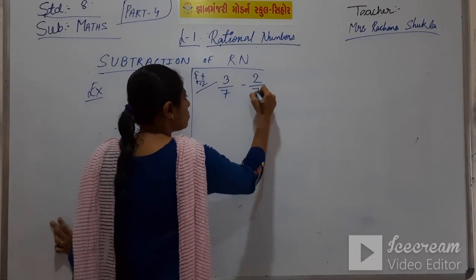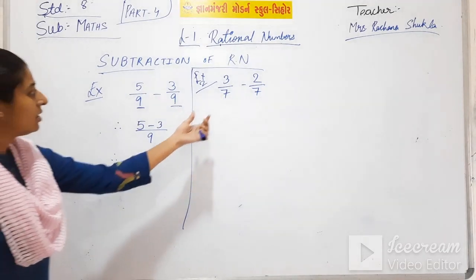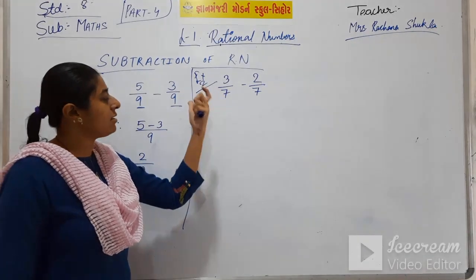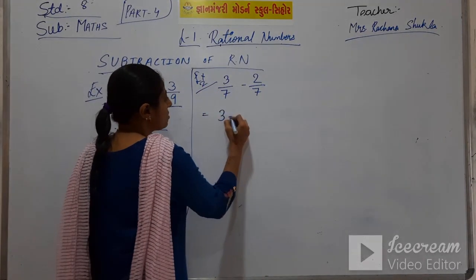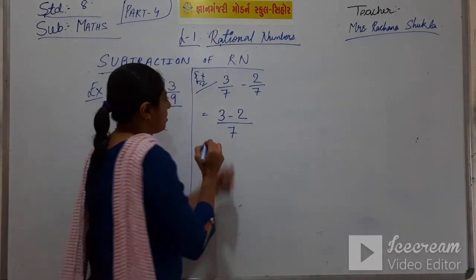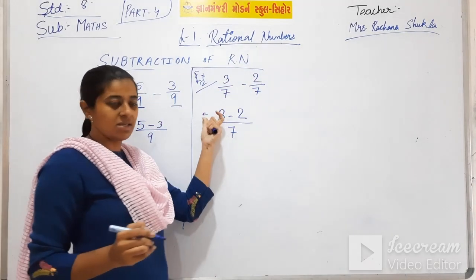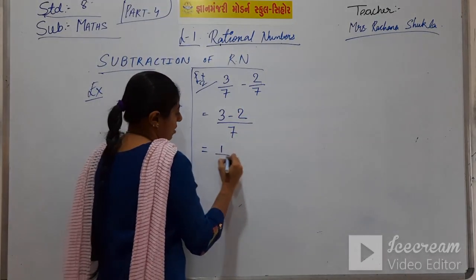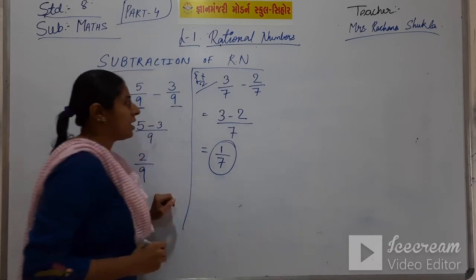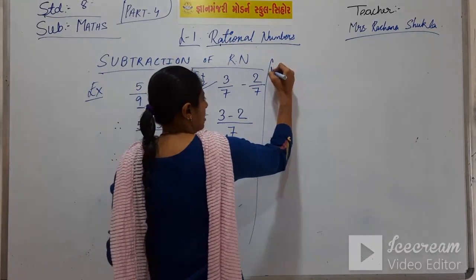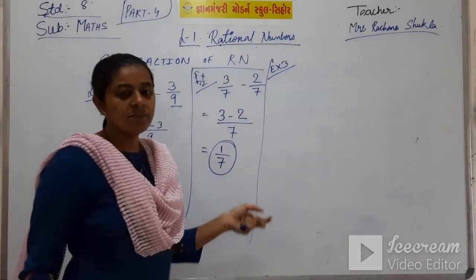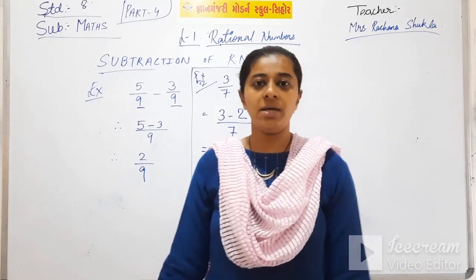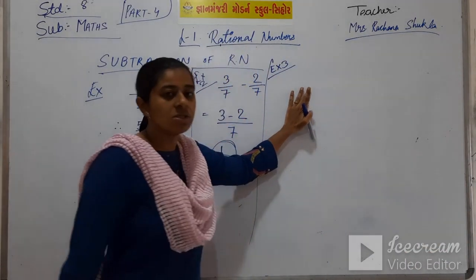Upon 7 minus 2 upon 7. The same thing, the same denominators, 7 and 7. So no need of taking LCM. It is equal to 3 minus 2 upon 7. Subtract both the numerators, 3 minus 2, and we will have 7 as the common denominator. That is, 1 upon 7 will be your answer. Now we will see sums of subtraction of rational numbers with different denominators. Let's check one of those sums.